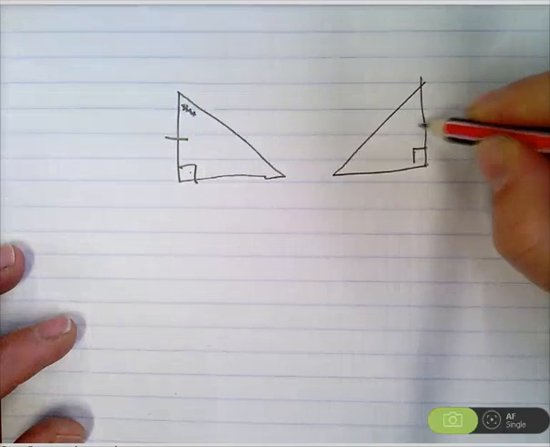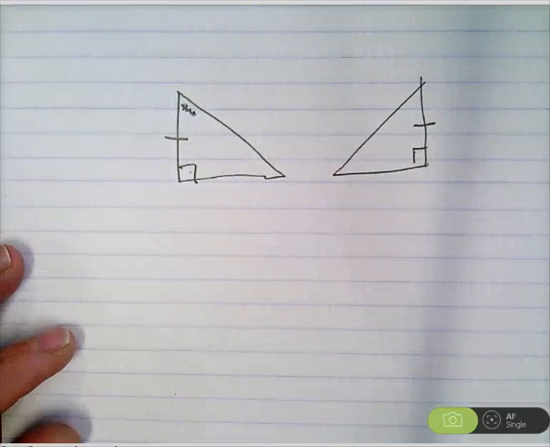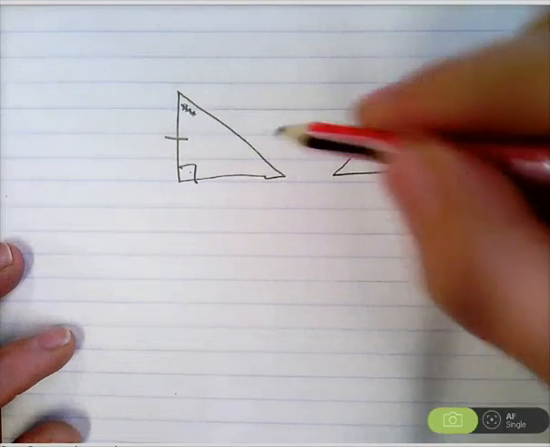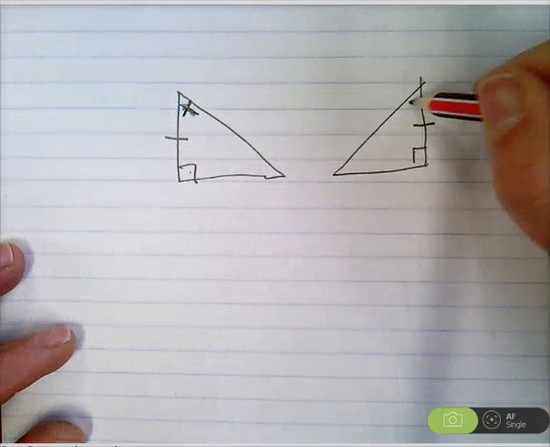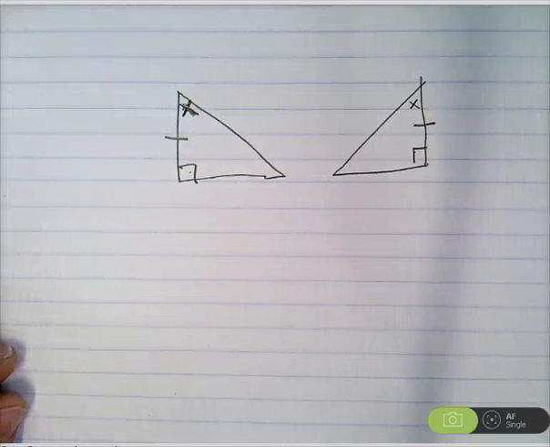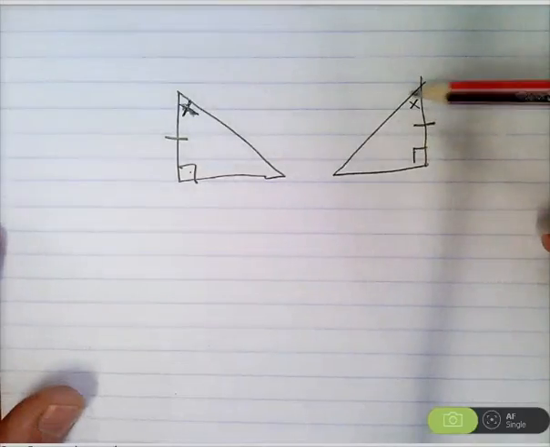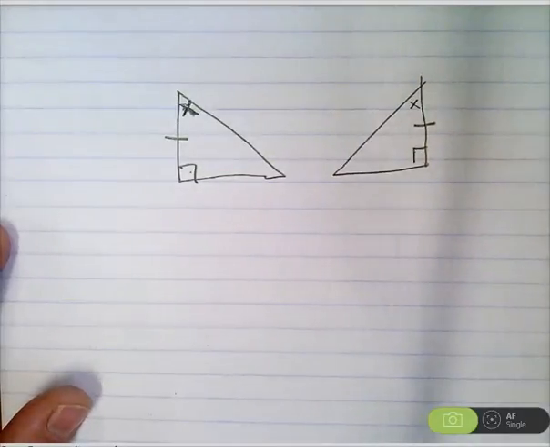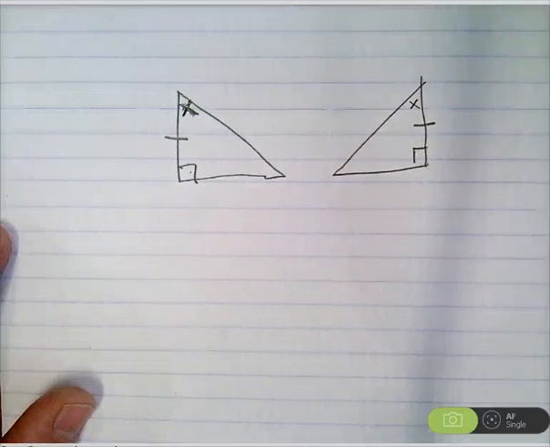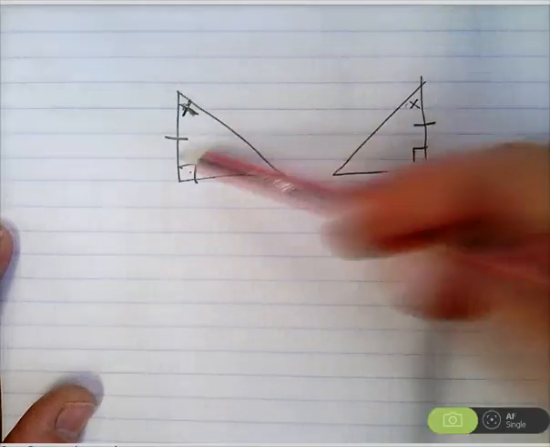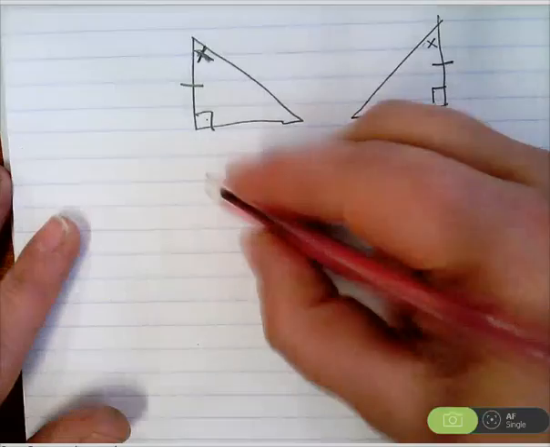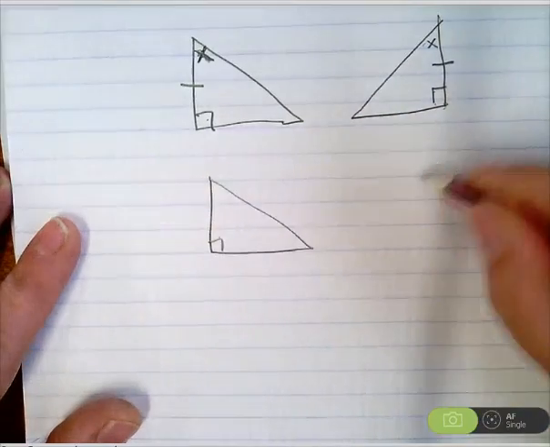I've got this side is equal to that side, and I've got, let's say, this angle here with a cross is equal to this angle here with a cross. Actually, that's not making sense, is it? Well, if I had it like that, it could be AAS, couldn't it? Angle, angle, side, right?